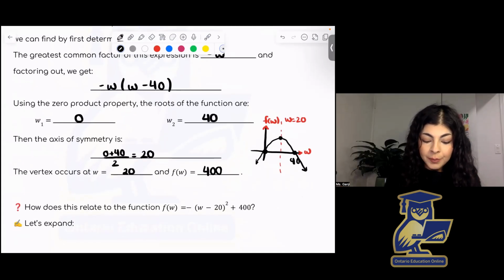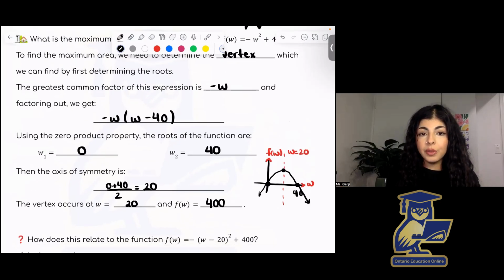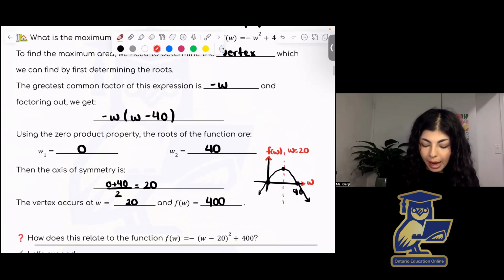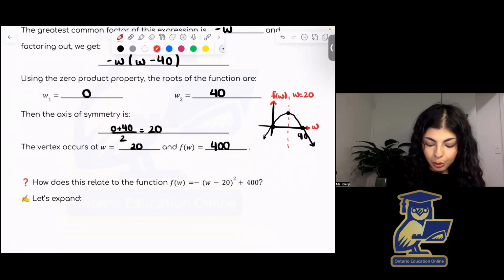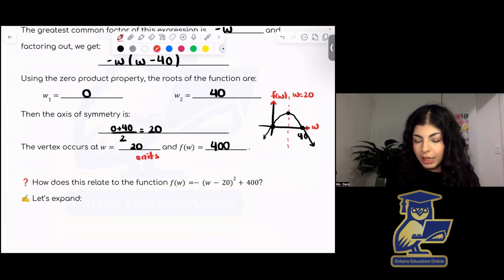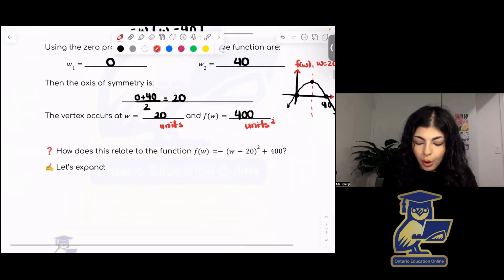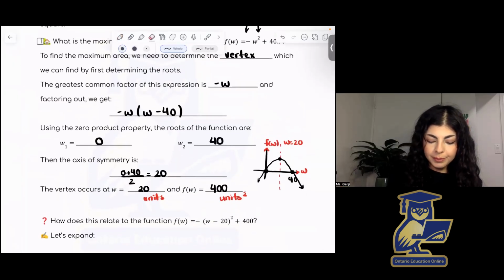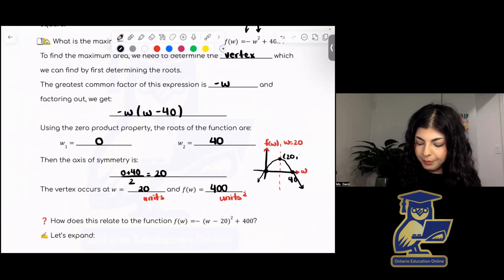Now, the units. The question had just given you the function and said nothing about the units, which could happen. In that case, we still want to include units, but since we're unsure, we just write w as 20 units, and f of w, which is our area, will be units squared. We still want to include those units, just as a general term. So now we found that the vertex is at (20, 400). I'll label that on my graph here.